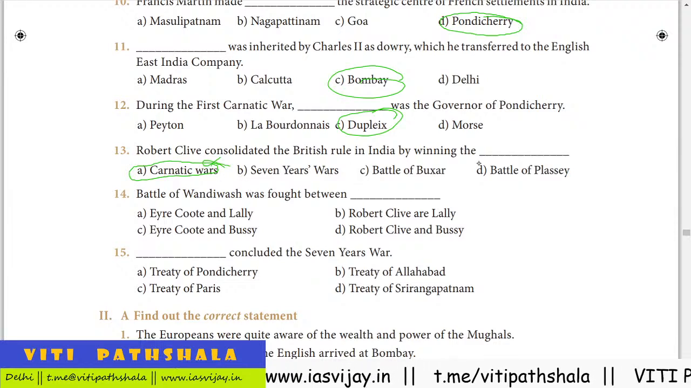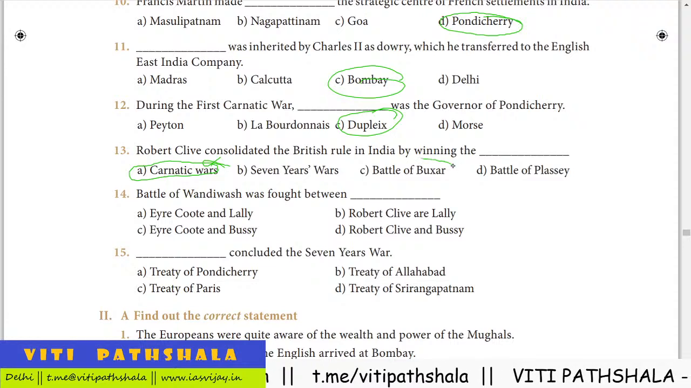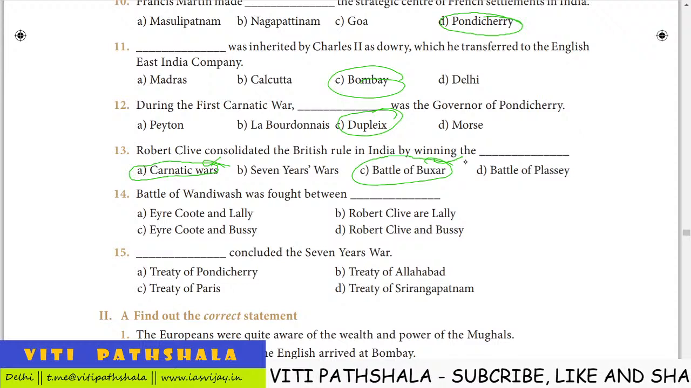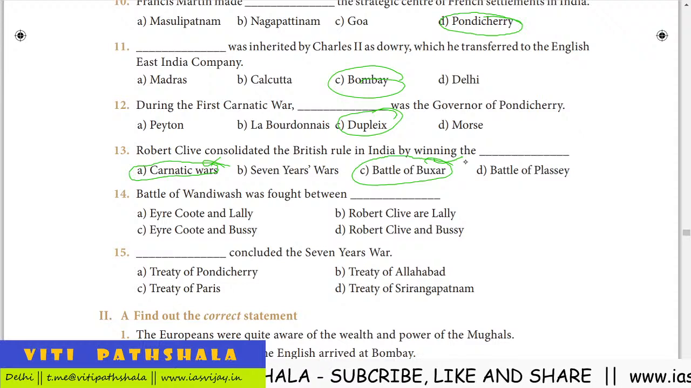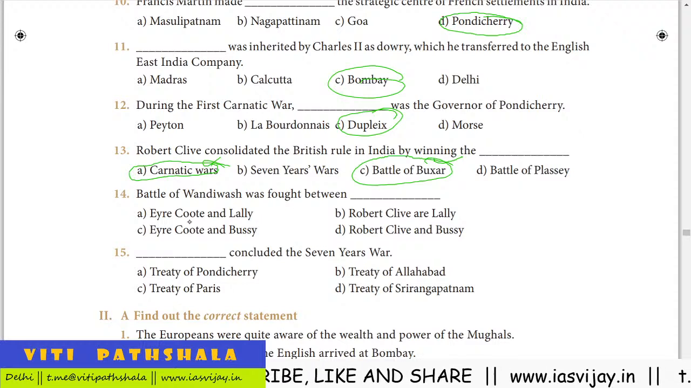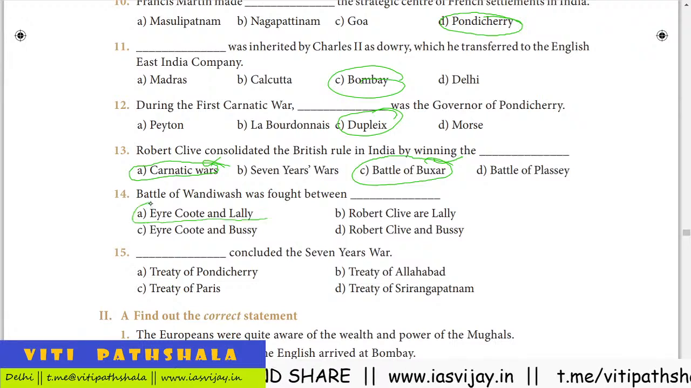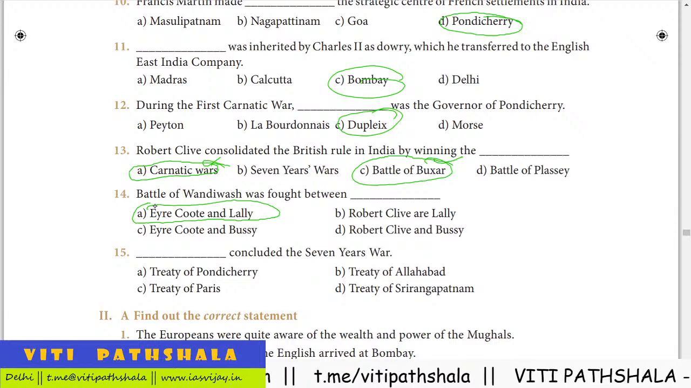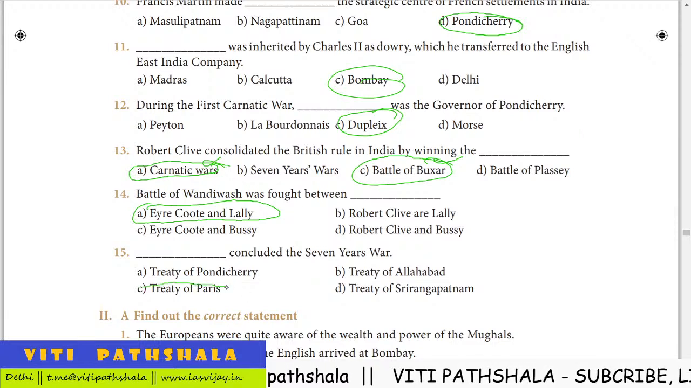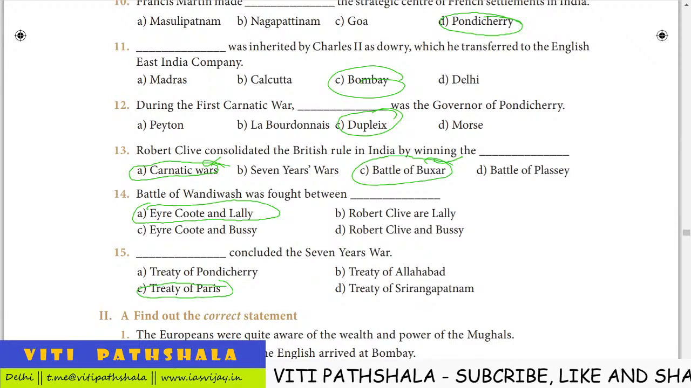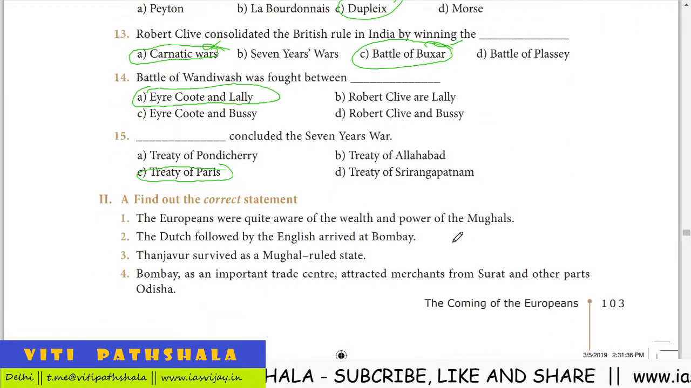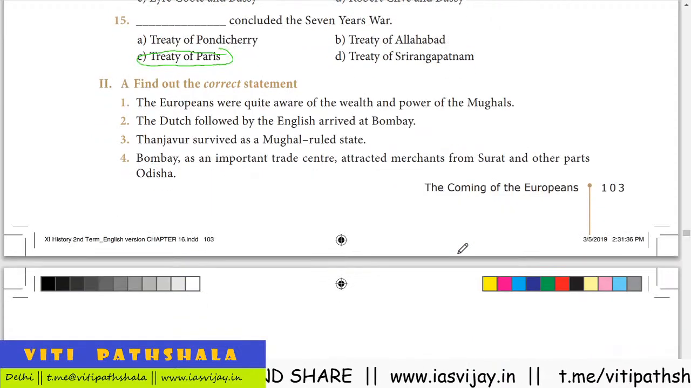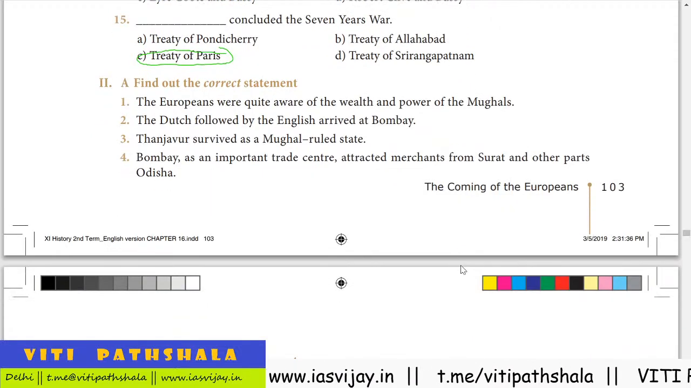Sorry, this is wrong. The Battle of Buxar. The Battle of Wandiwash was fought between the Iroquois and the Lally. Dash concluded the Seven Years' War, the Treaty of Paris. I hope this is clear to you.